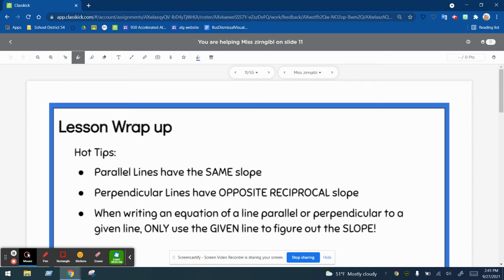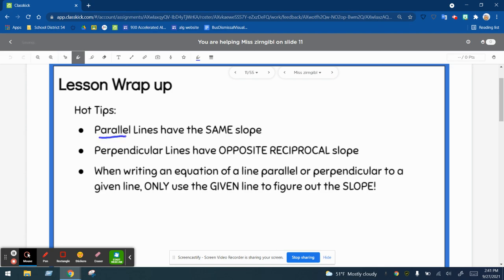There are some other rules with parallel and perpendicular. Remember, parallel is same, perpendicular is opposite reciprocal.